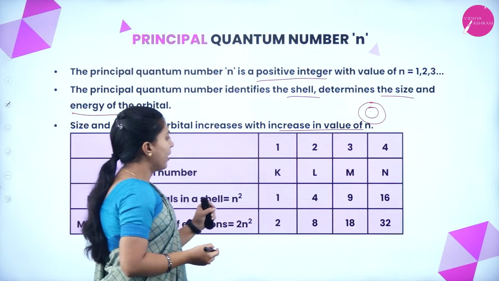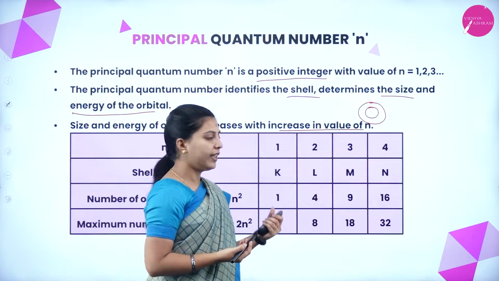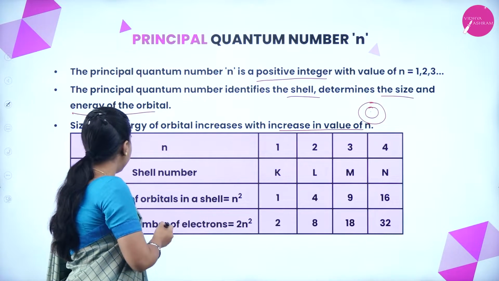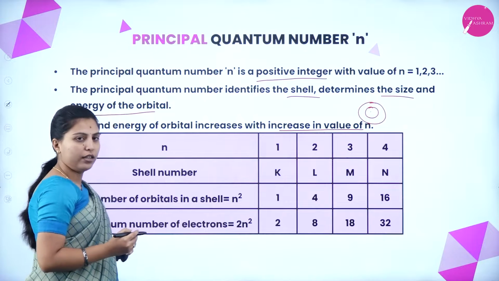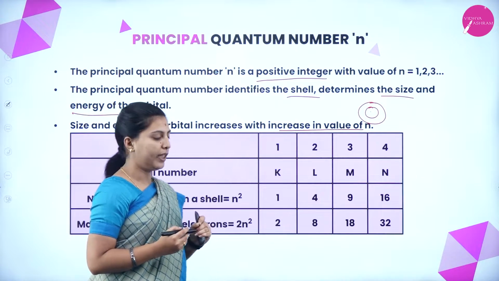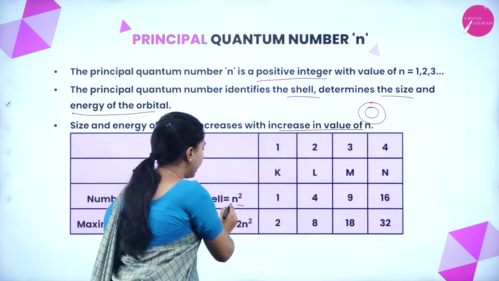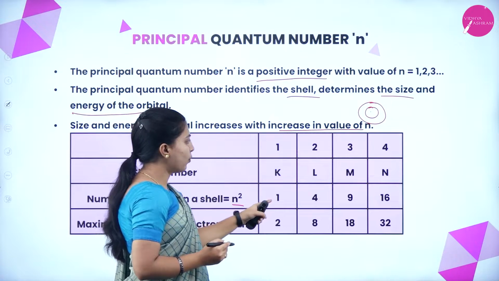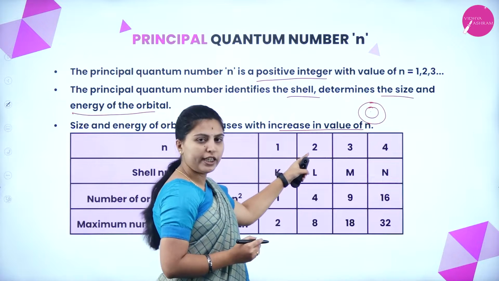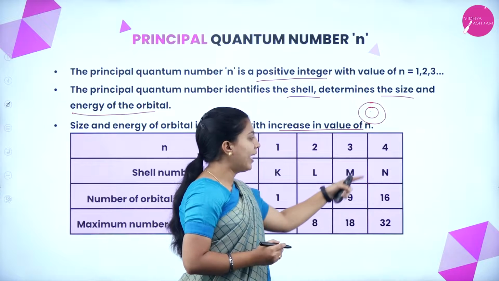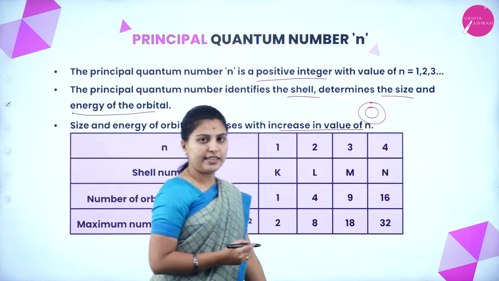Shell number we will designate, we have seen K, L, M, N, this also keeps on continuing. Then the number of orbitals in a shell. How many orbitals in a shell can be accommodated? That will be calculated by n squared. n is 1, then 1 squared is 1. n is 2, then 2 squared is 4. n is 3, then 3 squared is 9. n is 4, then 4 squared is 16.